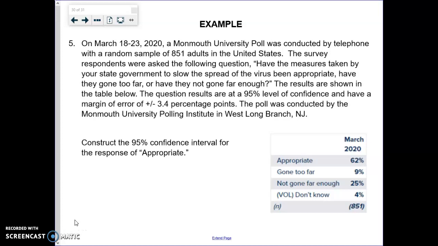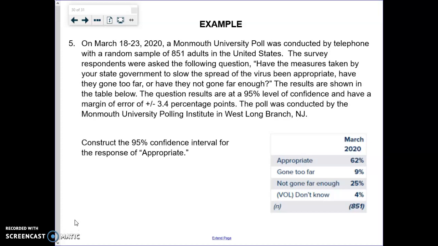Okay, here's our last example for learning target 10.2. So take a second to read through this, if you would. All right, now, basically all they want us to do, ladies and gentlemen, is to construct a confidence interval given this information, okay? Now you'll notice that there's probably more information here than what we need, but it does want us to construct a 95% confidence interval for the response appropriate.